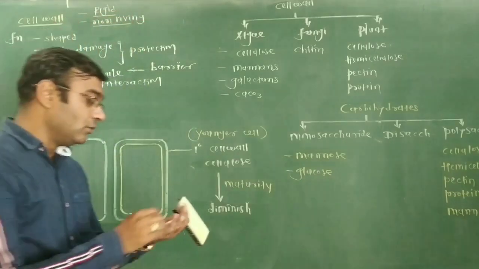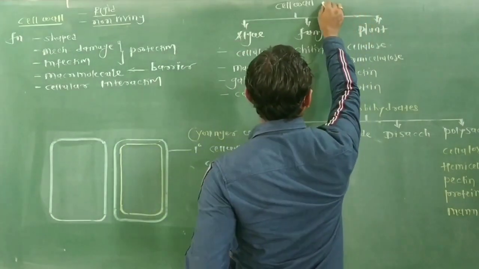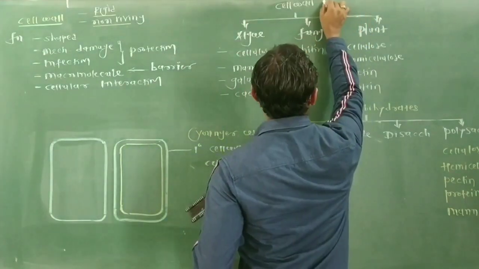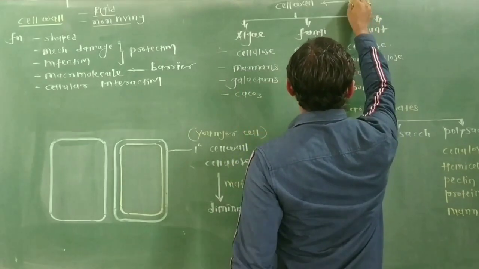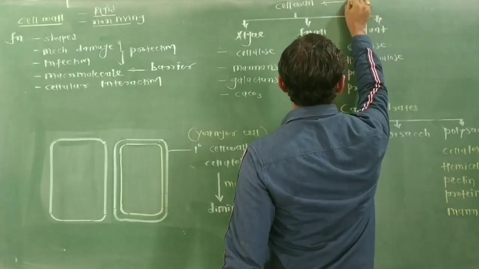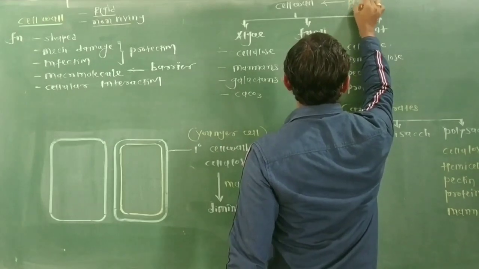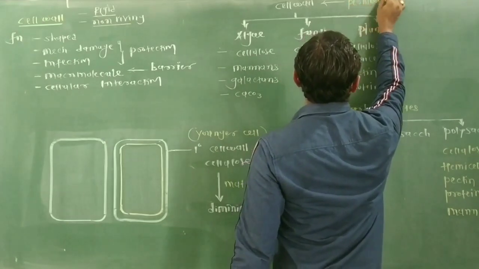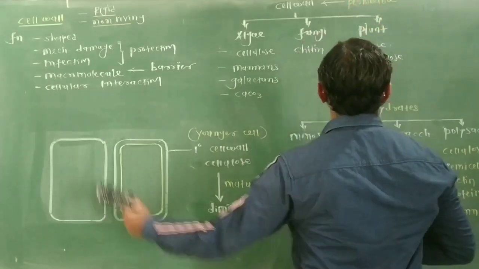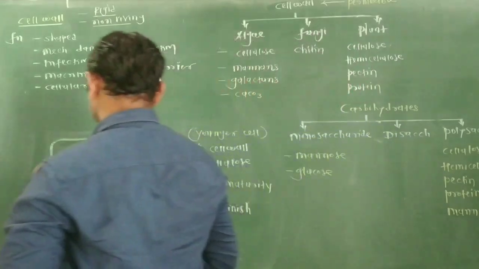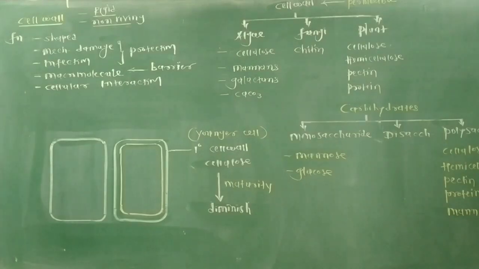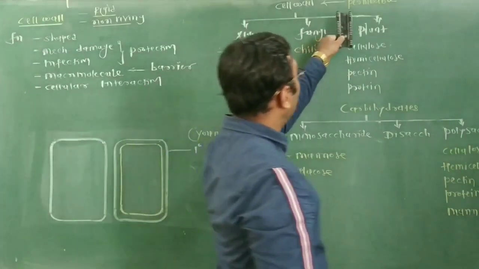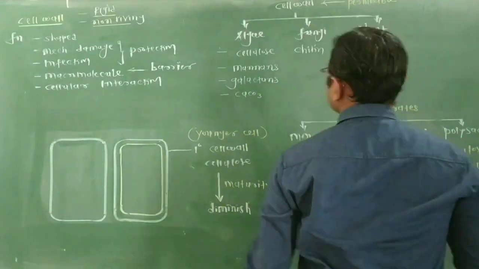Cell wall is non-living, that's why the cell wall is permeable. It means any molecule can pass through the cell wall. Plasma membrane is selectively permeable, but cell wall is totally permeable.